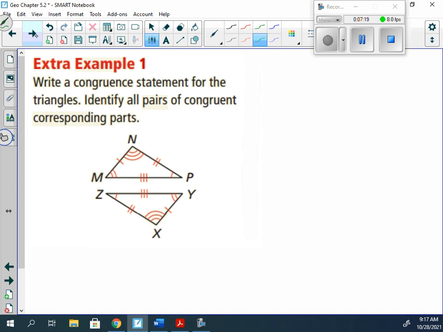Okay, we're going to do this again. We want to name the corresponding angles, or the angles that are congruent, and the line segments that are congruent. And then we want to make our congruency statement. So we can start with angles. Is congruent to, because N and X have how many of the markers? 3, so they are congruent to each other.